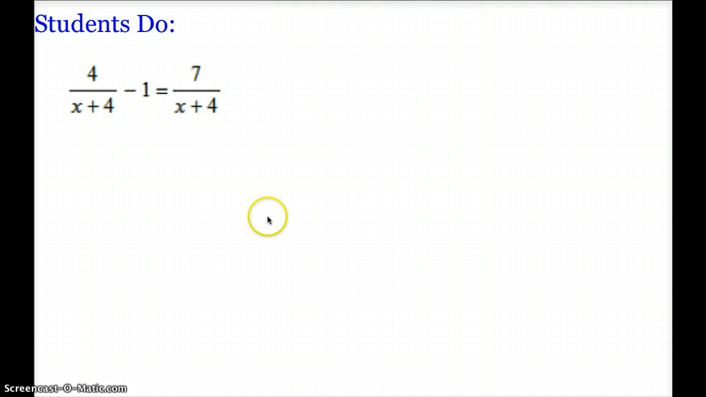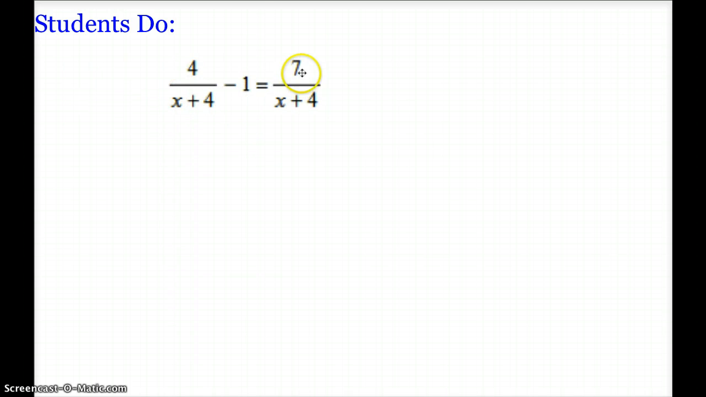Okay, this one I'm going to do in a slightly different way, just so you can see how to find common denominators before you solve. Okay, very, very important. This is negative 1 over 1. So when I have a negative 1 over 1, I'm going to multiply this entire term by x plus 4 over x plus 4. Now again, I'm multiplying by 1, so nothing changes. Okay, and what that will do is give me a common denominator.